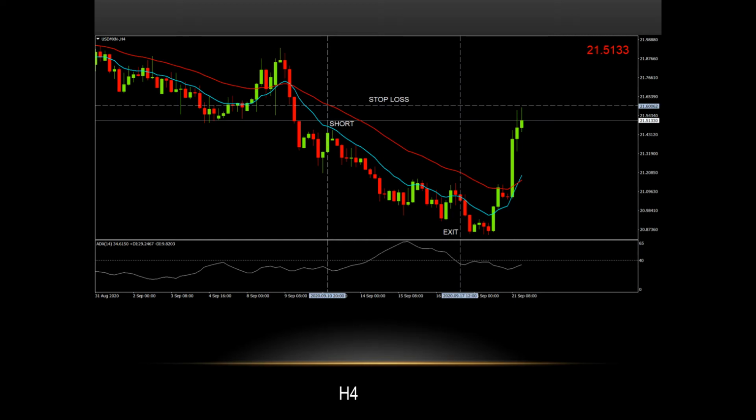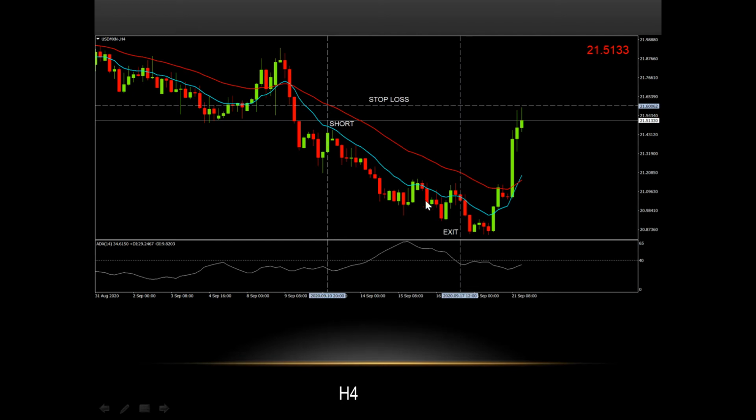And then you put the stop loss, excuse me, you put the stop loss at the red EMA, the 36. And then just ride the trade, okay? It goes down and down and down. This is over a period of about 3 or 4 days.